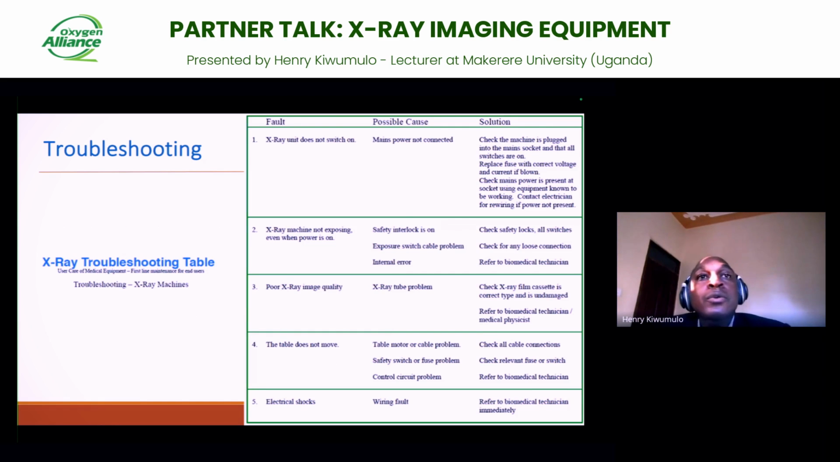Of course, the manual can also bring out a lot with X-ray troubleshooting. And there could be different solutions or different procedures for working out different problems, like the X-ray unit doesn't switch on, the X-ray machine is not exposing, X-ray image quality, and so on. So the manual can give the details, but sometimes if you first look at the common problems that come up and what caused them, you can also add on to what the manual provides.